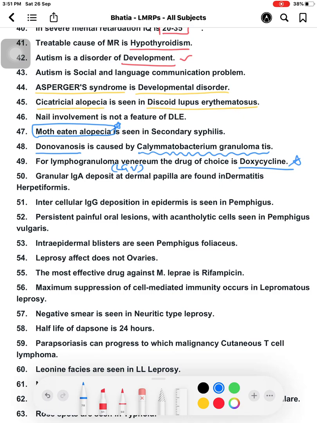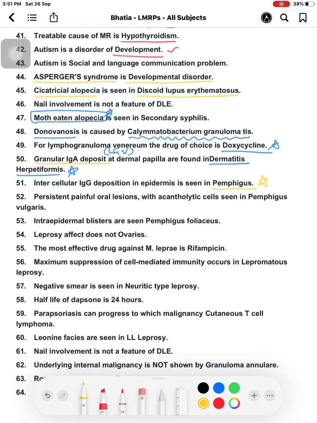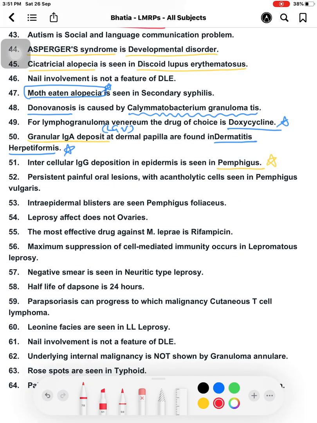Granular IgA deposit at dermal papilla is found in dermatitis herpetiformis. This is important. Intercellular IgG deposition in epidermis is seen in pemphigus. Persistent painful oral lesions with acantholytic cells are seen in pemphigus vulgaris. This is important. Intraepidermal blisters are seen in pemphigus foliaceus.